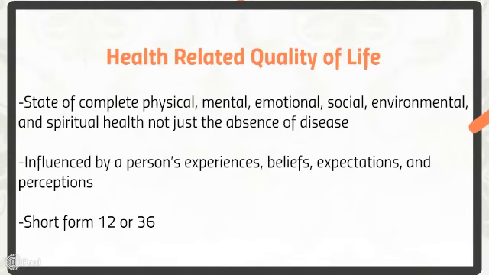The final component of our schematic is the health-related quality of life. This is the state of complete physical, mental, emotional, social, environmental, and spiritual health, not just in the absence of a disease. This is heavily influenced by a person's experiences, beliefs, expectations, and perceptions. And two common examples of health-related quality of life questionnaires are the short form 12 or the short form 36.